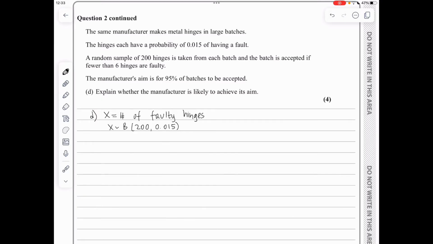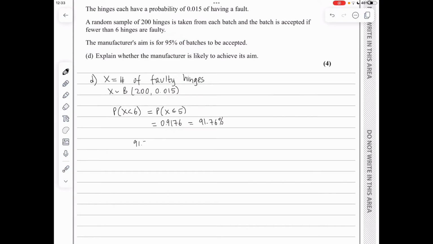We've got a binomial distribution. Each hinge is either faulty or not. Now the probability of accepting a batch is the probability of X being less than 6. This is the probability of X being less than or equal to 5. I will use my calculator to extract this probability. It turns out to be 0.9176, which as a percentage is 91.76%. Remember, the manufacturer was aiming for 95%. We notice that 91.76% is less than 95%, and therefore we conclude that the manufacturer is unlikely to achieve their aim.